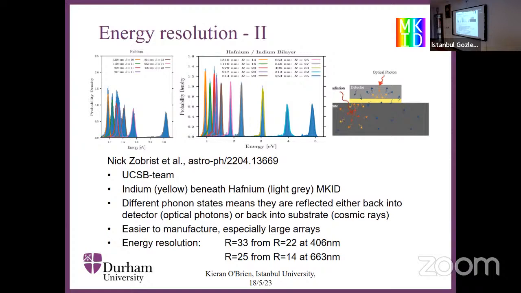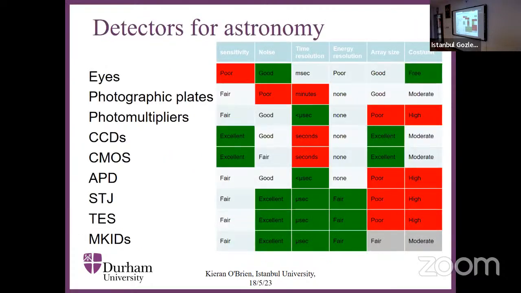So energy resolution is moving in the right direction as well. I have to apologize whenever I show this, because this is my personal take on detectors for astronomy. People will argue, depending on the technology that you use yourself, that you think is better. That's up to you. But you can see that in some ways this is also showing time going down, I hope.